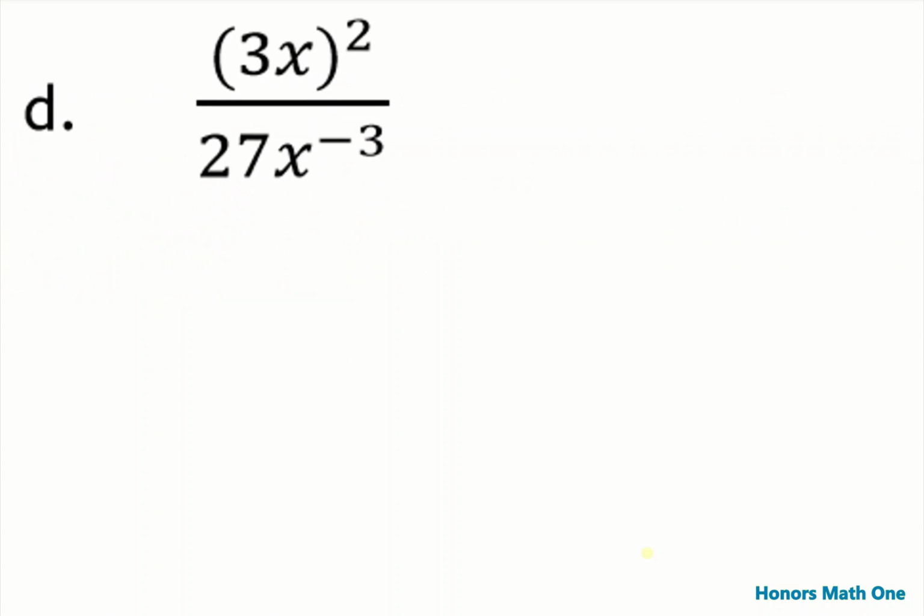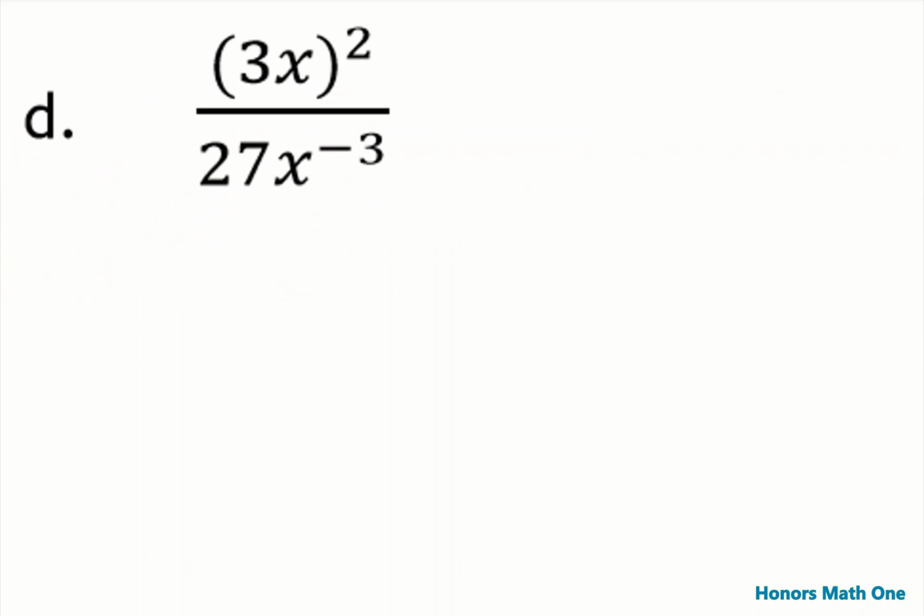D does have a negative exponent, and I'm going to deal with that the same way I did in the previous problem. But I think I want to start with looking at the numerator. So the numerator is 3x raised to the second power. Now, because these are both factors, it's 3 times x, I can raise both the 3 and the x to the second power. That's one of our laws of exponents. Or I could just choose to write out, I've got a 3x times another 3x. So in my numerator, I've got 3 times x times x.